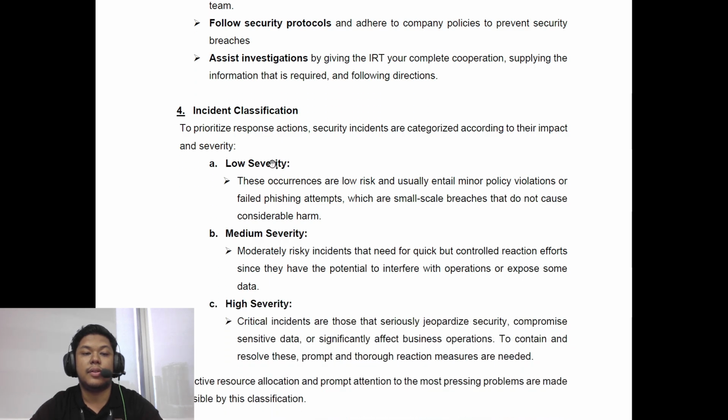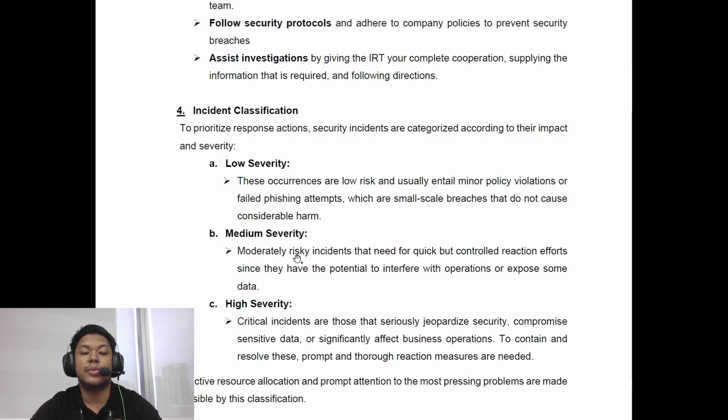Number four in the policy is incident classification. Incident classification is to prioritize response action. Security incidents are categorized according to their impact and severity to the system. So we have three severities here. So the first one is low severity. Low severity occurrences are low risk and usually entail minor policy violations or failed phishing attempts, which are small-scale breaches that do not cause considerable harm to the system.